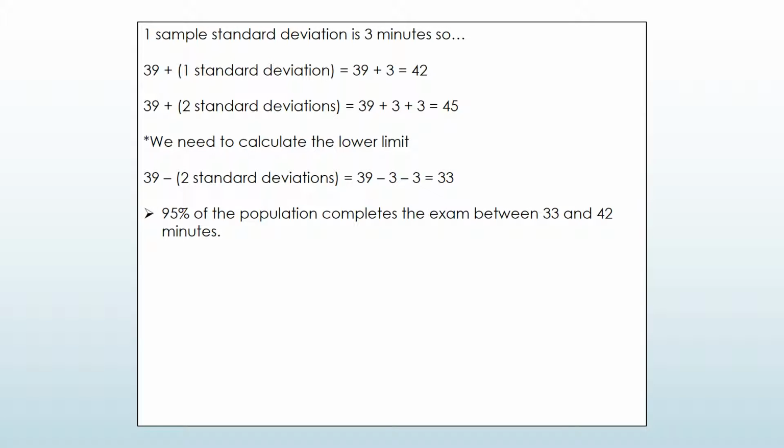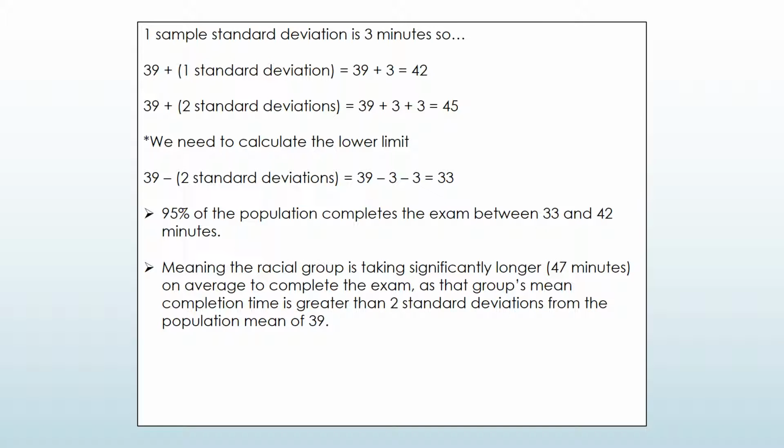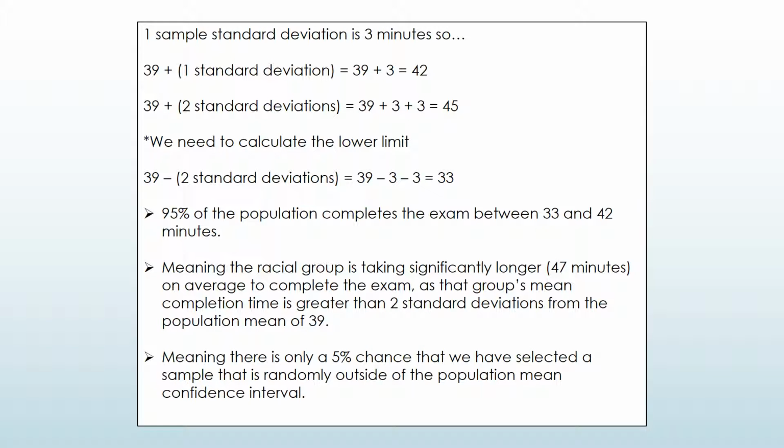Therefore, 95% of the population completes the exam between 33 and 42 minutes, meaning the racial group is taking significantly longer, 47 minutes, on average to complete the exam, as that group's mean completion time is greater than 2 standard deviations from the population mean of 39, meaning there's only a 5% chance that we have selected a sample that is randomly outside of the population mean confidence interval.